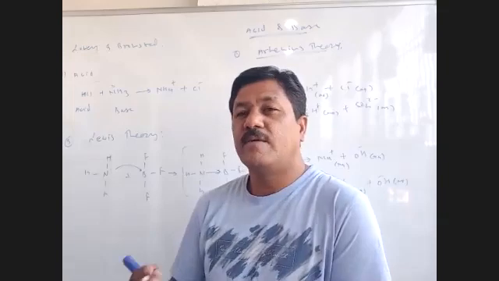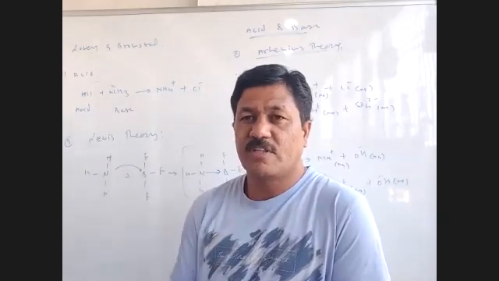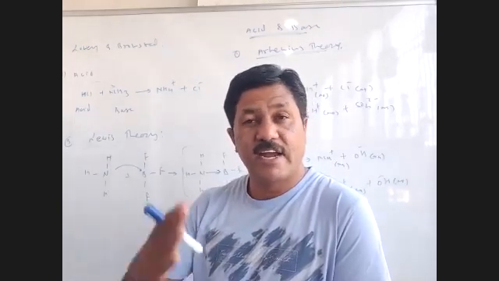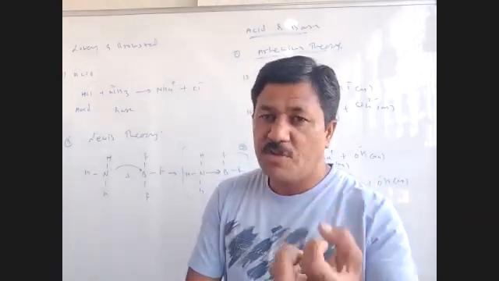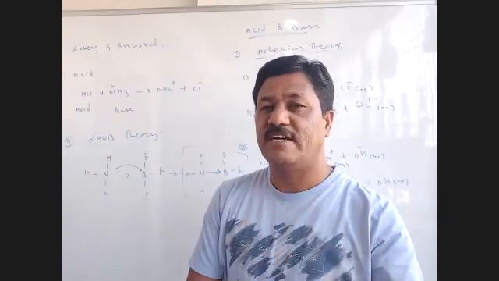Suppose a bond is formed by complete transfer of electrons from one atom to another atom, developing positive and negative charges, and then they are held together due to electrostatic force of attraction. That is called an ionic bond. So an ionic bond is the bond between oppositely charged ions.